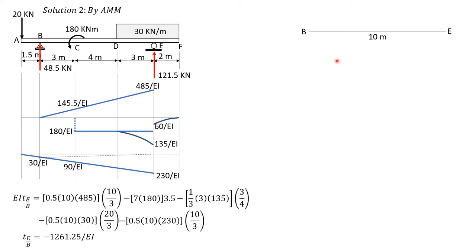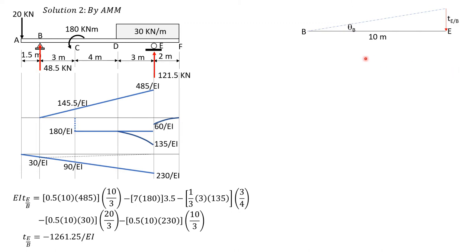So above E, because the deviation of E relative to B is negative. So the tangent at B should be above E, and point A should be below that reference tangent. So this is theta B, because the tangent is inclined up to the right. Theta B is positive. So this is the deviation of E relative to B.